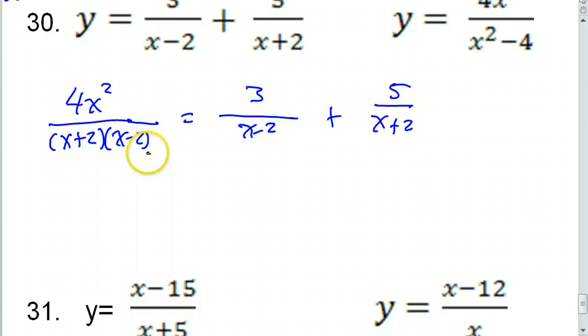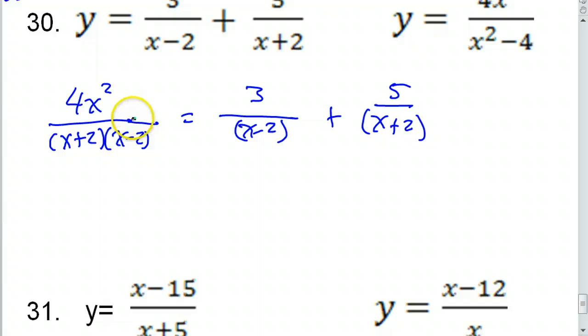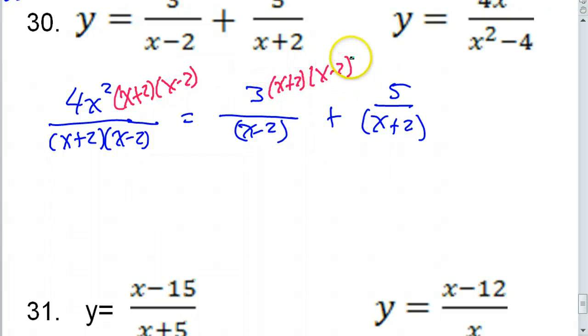So, we're going to solve this by multiplying through and canceling out any denominators. What do you think I'm going to multiply through by? x plus 2, x minus 2. Those are everything you see in the denominator. So I'm going to multiply everything by x plus 2, x minus 2.